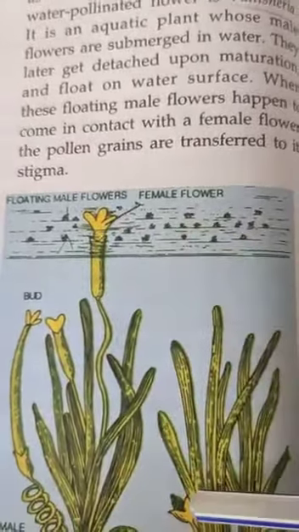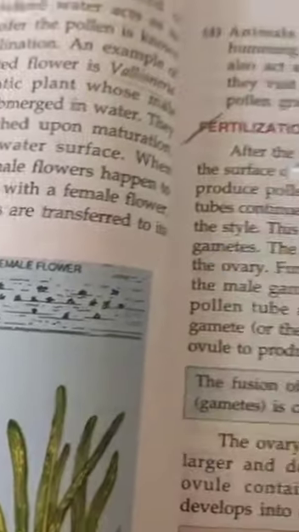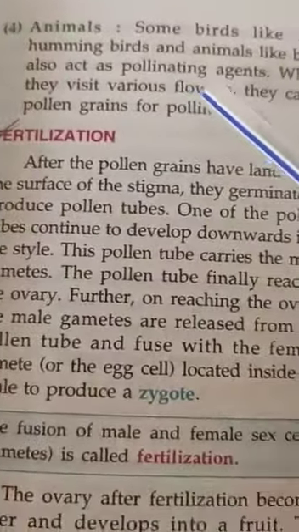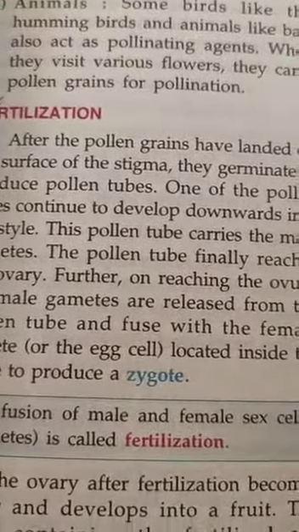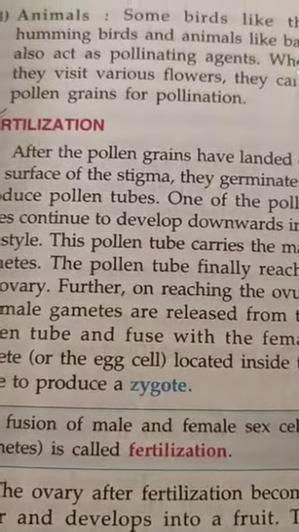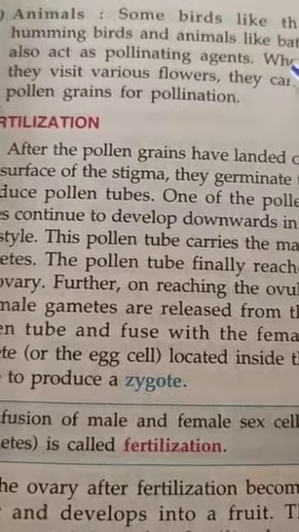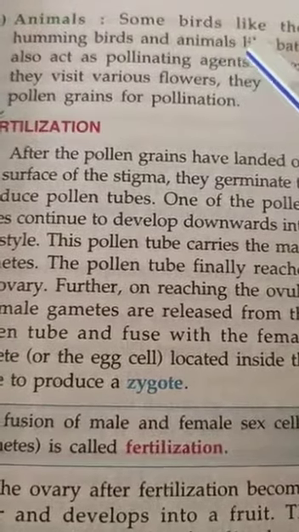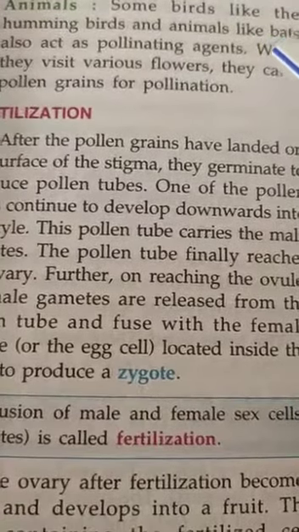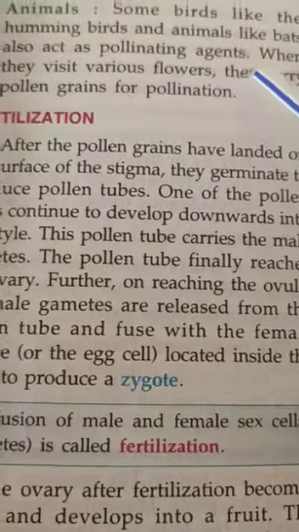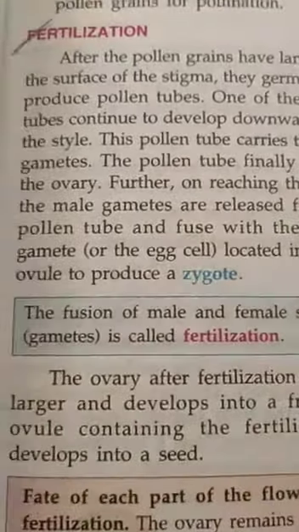the pollination occurs. Then another type of pollination is pollination through animals like birds and other animals like elephants. The pollen grain is transferred through birds and other agents like elephants, as in the case of the Rafflesia flower. The next part is fertilization.